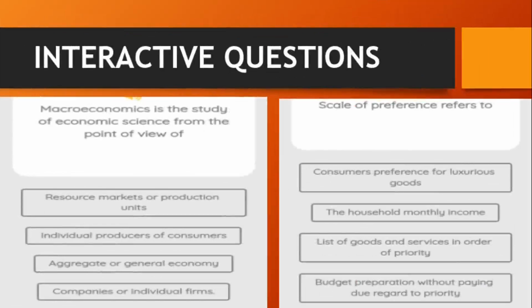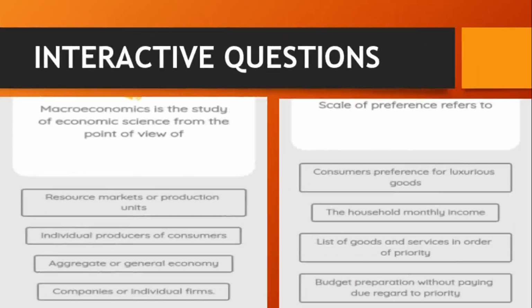Now, macroeconomics is the study of economic science from the point of view of: resource markets or production units, individual producers or consumers, aggregate or general economy, companies or individual firms. Can you take a while and think on this? What did we say? Macroeconomics studies, we have said earlier, is more of a general economy, so it deals with the aggregate or general economy. So the third option is the answer.